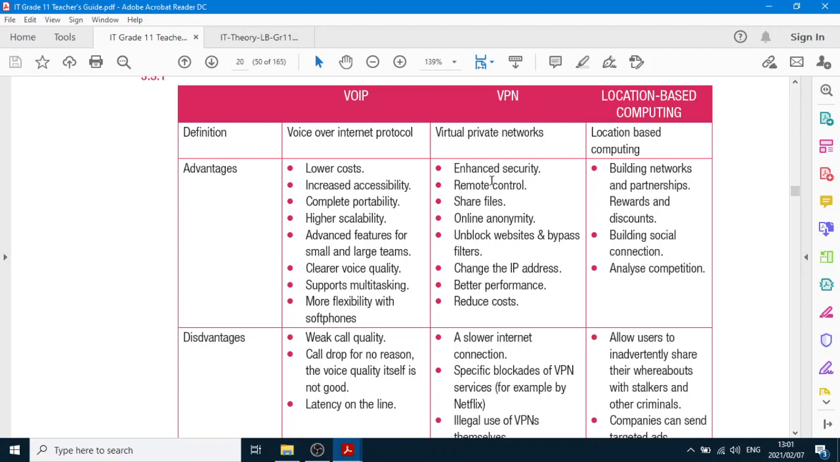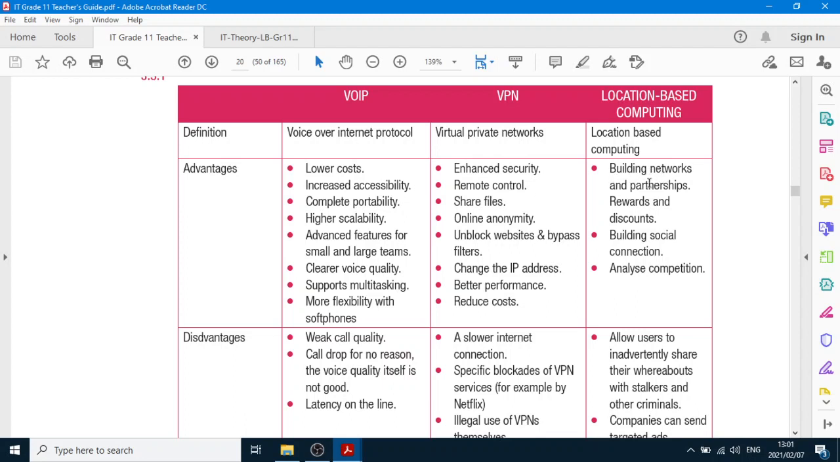VPN has enhanced security, remote control, share files, online anonymity, unblock websites and bypass filters, change the IP address, better performance, reduce costs. So it changes the IP address so they don't see that your computer's in one country and other countries think your computer's with them. Interesting. Better performance and reduced costs. It's VPN, that's for working online and going into your network at work.